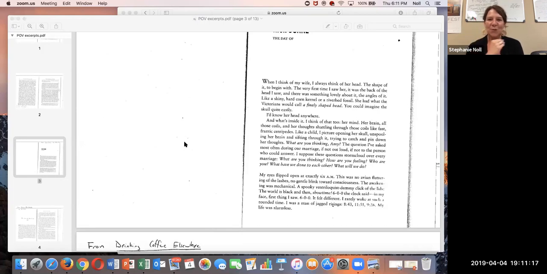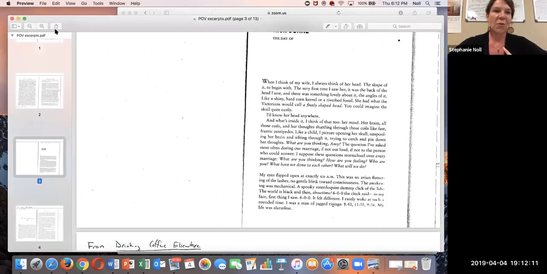I guess I'm curious about those first lines, when Nick writes of his wife: "I picture opening her skull, unspooling her brain and sifting through it, trying to catch and pin down her thoughts. What are you thinking? Who are you? What have we done to each other?" What is the tone that Nick's first person point of view in the very beginning pages is establishing for the reader? I'm curious about your thoughts there. Really ominous, right? Really dark. But as the story unfolds, it's emotionally dark, but we're not concerned. It changes, it shifts, is what I'll say. And I think Flynn is able to do that with the point of view.